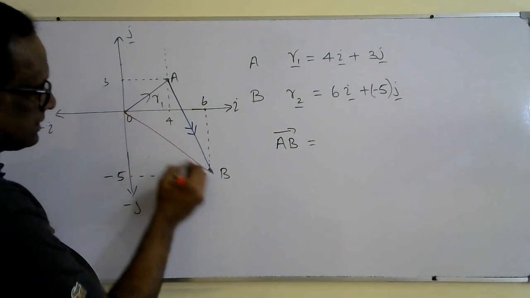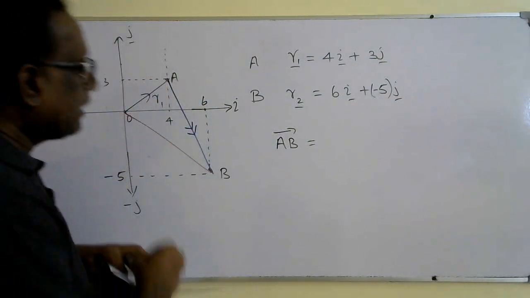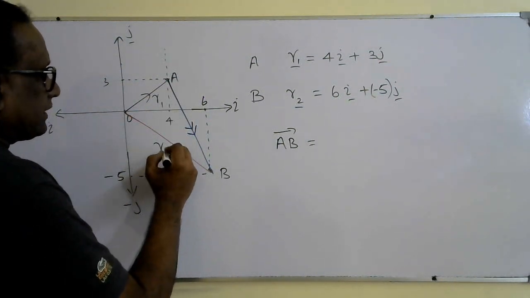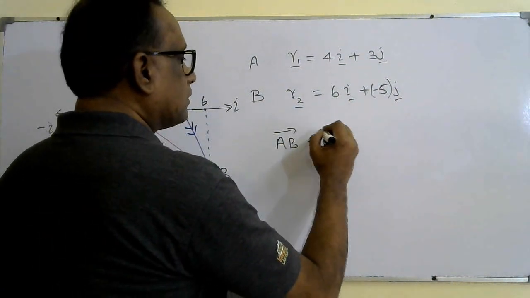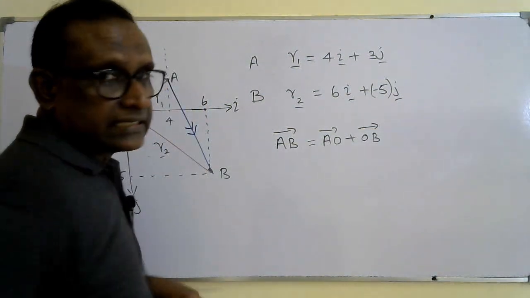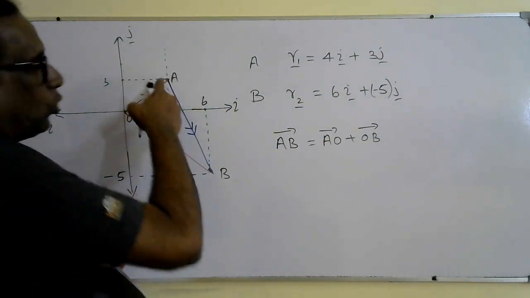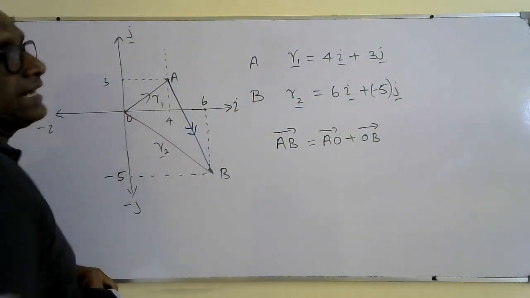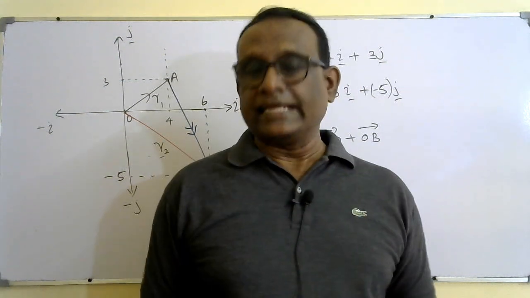So when you consider this triangle, the vector AB is equal to AO, start from AO plus OB. OB is the vector R2. So AO plus OB. That's the vector addition rule for vector AB. Okay, what is AO? We know OA. OA is R1. AO means negative R1. Because when you invert the vector, it will be given with negative sign.